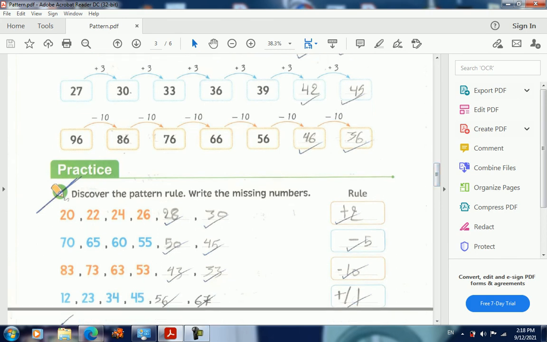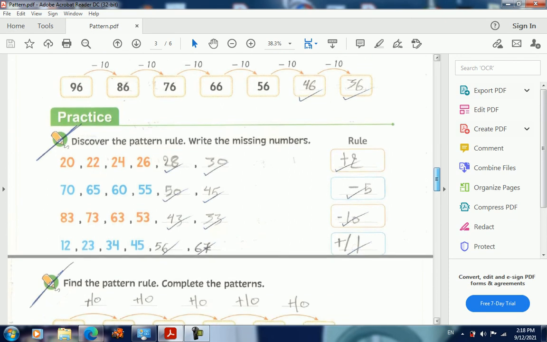Now to the second row. 27 plus 3 becomes 30. And 30 plus 3 becomes 33. Then 33 plus 3 becomes 36. 36 plus 3 becomes 39. So 39 plus 3, it will get you 42. Then 42 plus 3 is 45.